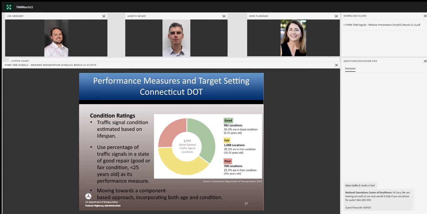This is a snapshot of where Connecticut was at in 2019. When we talked to them at that time, they were wanting to move ahead and move beyond, and start looking at a component-based approach and considering both age and condition as indicators of what they were achieving with their traffic signals.